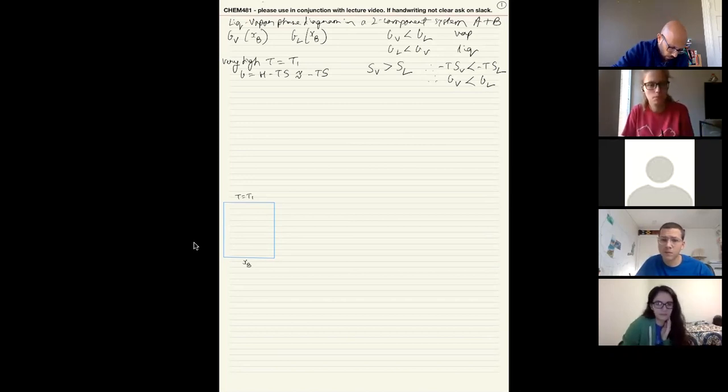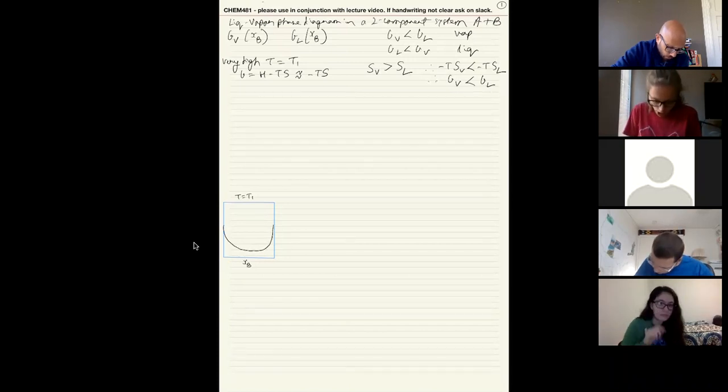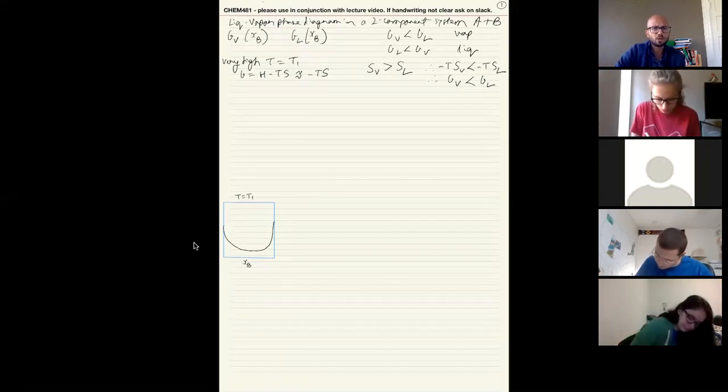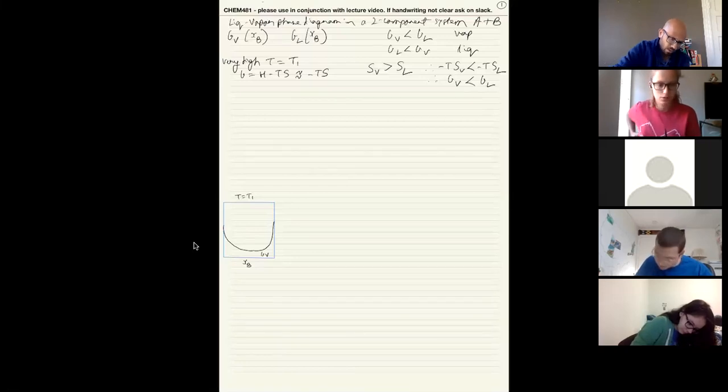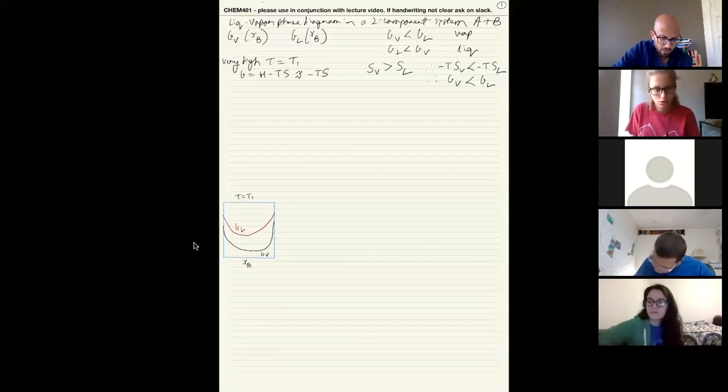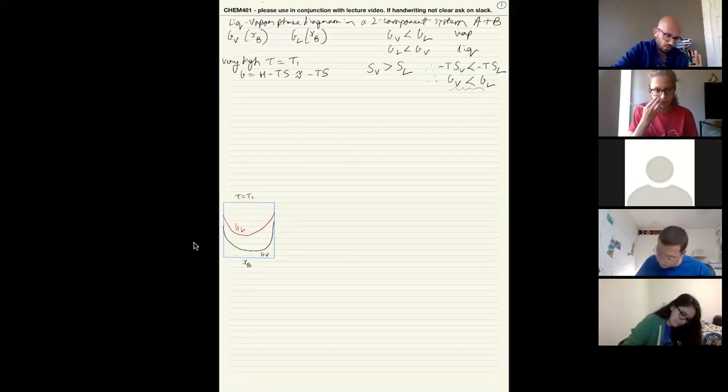Well, we saw for a solution, it drops down with a slope of minus infinity, catches up with a slope of plus infinity, something like this. And I don't really care whether it's symmetric or asymmetric at the other end. Those things depend on the chemical potential of pure A and pure B. Some curve like this is my G vapor, and in red, I will be drawing my G liquid, okay? This is true because we know G vapor is less than G liquid at a very high temperature.